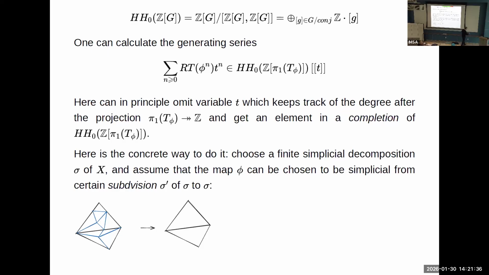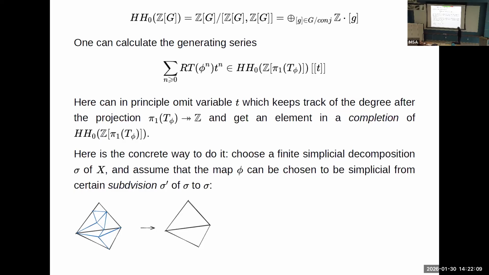What you do, it's all homotopy invariant, so you can choose a convenient representative. Let's choose a simplicial decomposition of my space. And now I can approximate my map by a piecewise linear map. So I make some subdivision, get smaller simplices, and smaller simplices map to larger simplices. So I get this map.